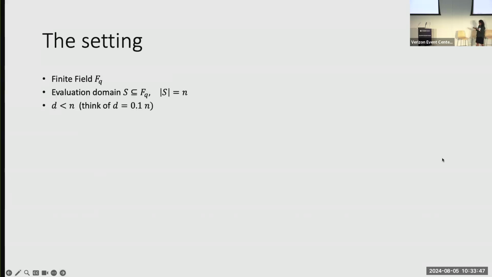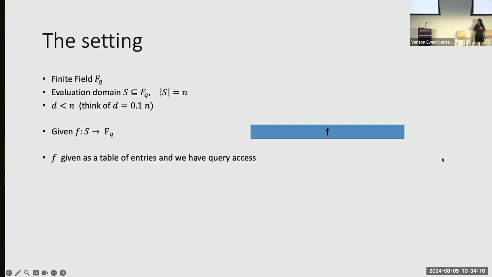Okay, so here's the setting, which is again very similar to what Swastik talked about, then maybe Ale's setting. So we have an underlying finite field FQ, and there is an evaluation domain of size n sitting inside this field. And we're going to test proximity to low degree polynomials. So D is going to be the degree of the underlying polynomial. Think of D to be 0.1n, and it doesn't have to be that, but that's just some parameter to keep in mind. And so the setup is like we've seen in the last few talks.